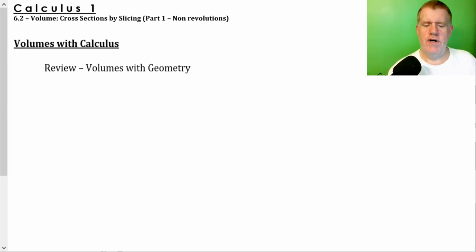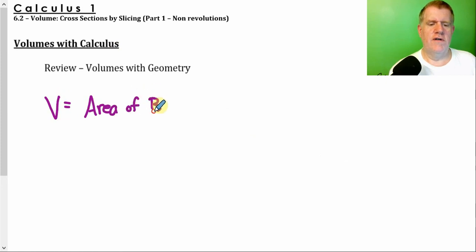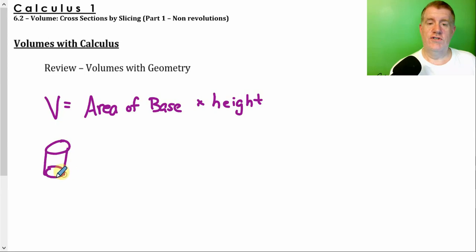If you remember, the basic formula for volume in geometry was, for any prism, just the area of the base times the height. For example, you had a cylinder. Well, what's the base shape of a cylinder? It's a circle. What's the area of a circle? It's pi r squared. And the height is h. So it's the area of the base times the height.